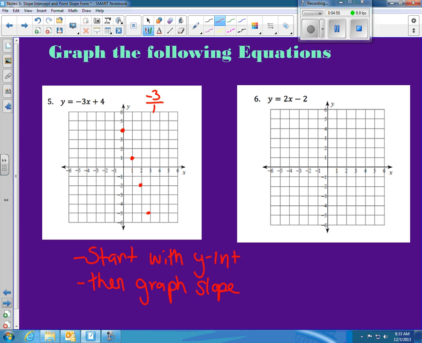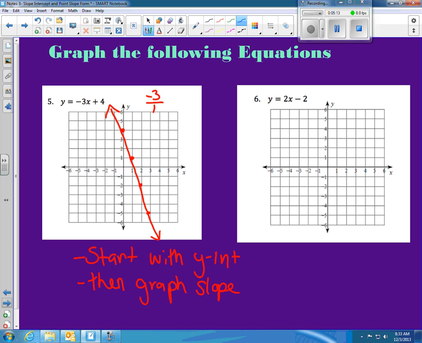You also can go the opposite direction, but in this case, we don't have any space on our graph. So go ahead and connect your dots, and we have graphed our equation. Not too bad. All right, looking at number 6.